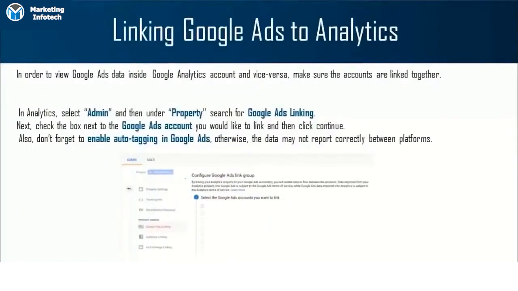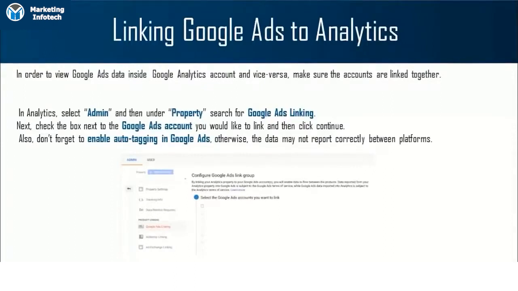Very important point. Probably it's the first step that you should take in order to view Google Ads data inside your Google Analytics account and vice versa. Basically, there are two different accounts: one is Google Ads and the other is the Google Analytics account. We need to link them. Before linking them, the first step is to enable auto-tagging in Google Ads. Otherwise, the data may not report correctly between the two platforms. And remember, both platforms use different ways to collect this data, so we need to be very careful here.